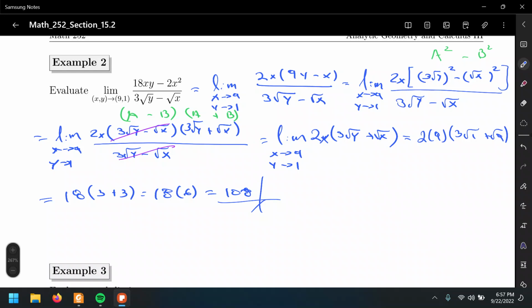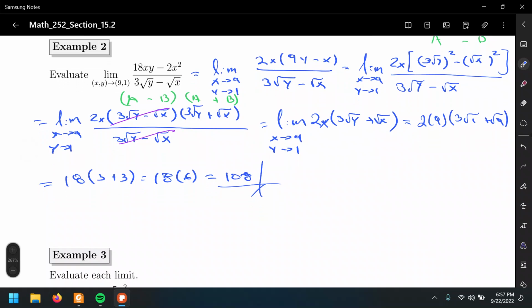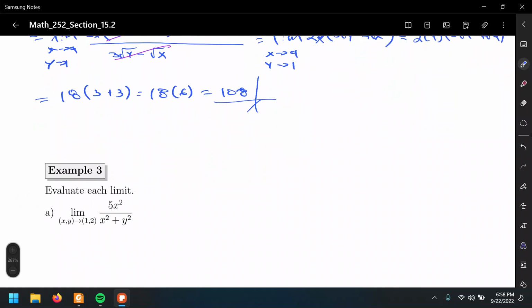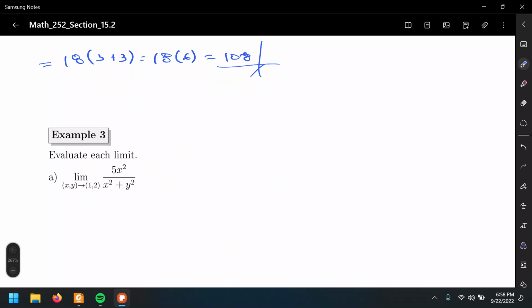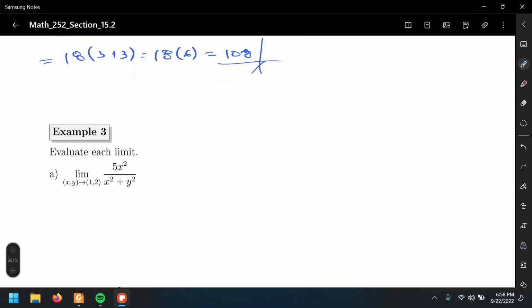So that's one example. Basically the same techniques that we used back in Calculus 1 or even in Calculus 2. But in this case, we're applying this to functions with more than one variable at the same time. Let's have a look at another limit. Okay, limit as x, y goes to the point 1, 2 for the function 5x squared divided by x squared plus y squared. So let's try direct substitution.